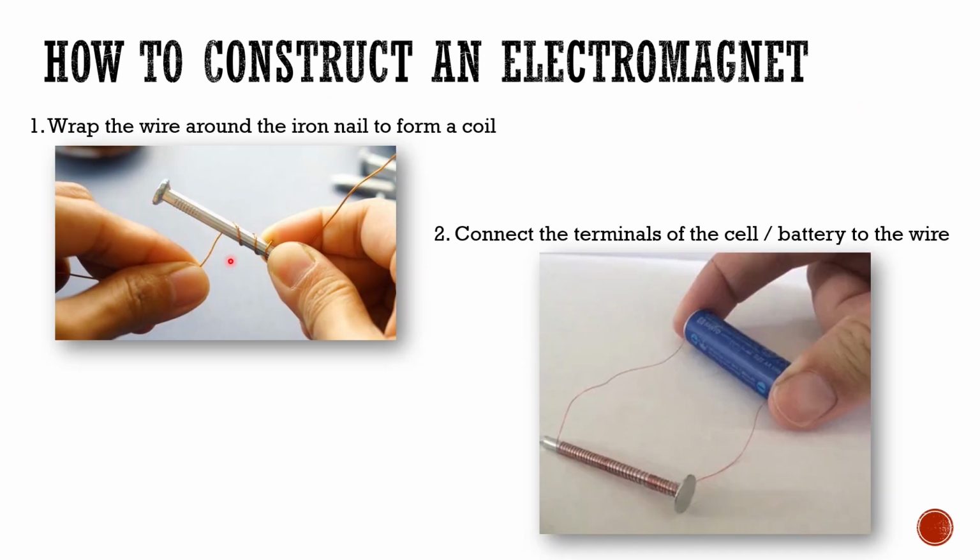Firstly, you have to wrap the wire around the nail to form a coil around the iron nail, and then you connect the terminals of a battery to the wire. So one end of the coil is connected to the positive or negative terminal of the cell. The other end is then connected to the other terminal of the cell.